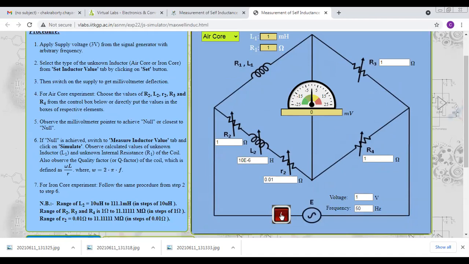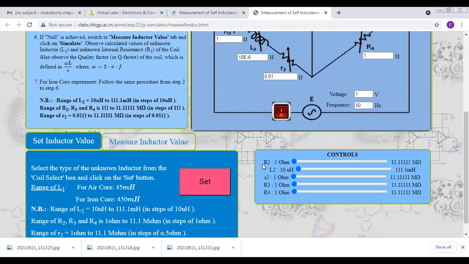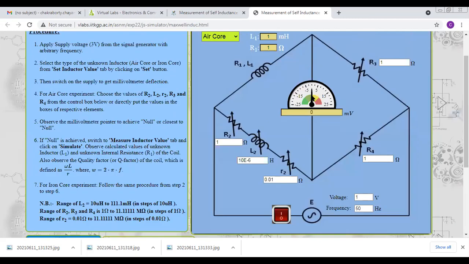And then for the air core experiment, choose the value of R2, L2. Here is R2, L2 and small r2. This is the arm, and another arm, this is R3 over here, opposite to this, and R4 just opposite to the unknown resistance, unknown inductance. And from the control box below, or directly put the values in the boxes, for the respective element. Here you can arbitrarily select, but if you want fine adjustment, you can control from here. Then you can find the pointer is going to the zero position.